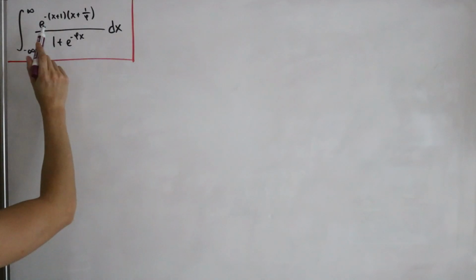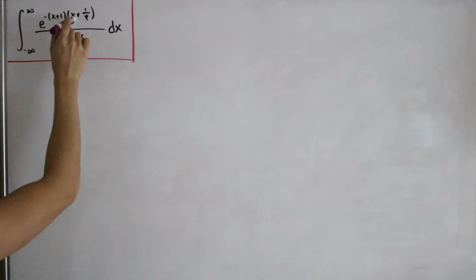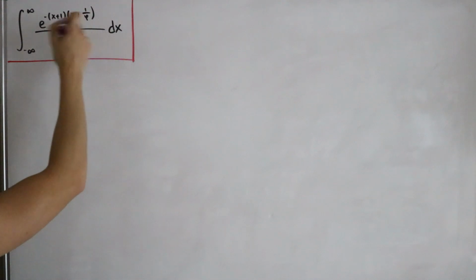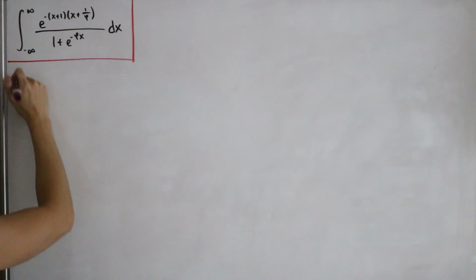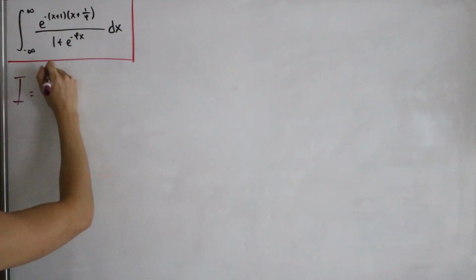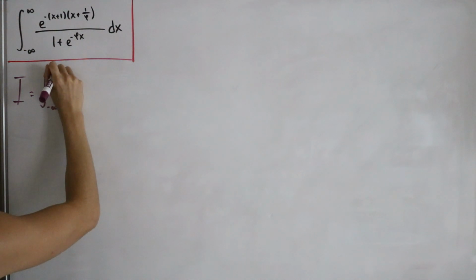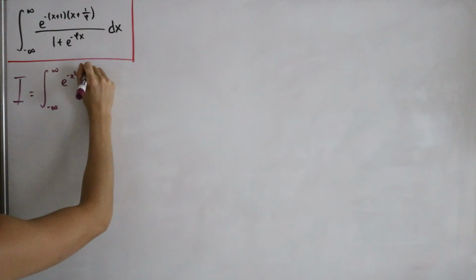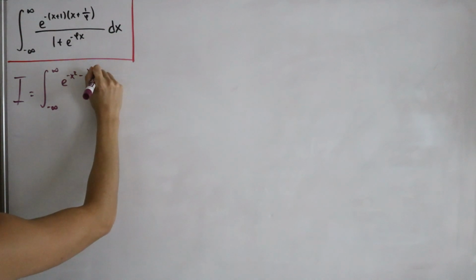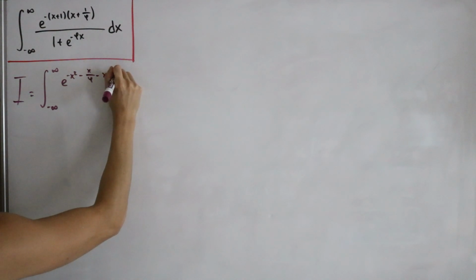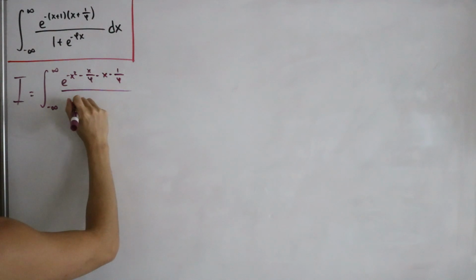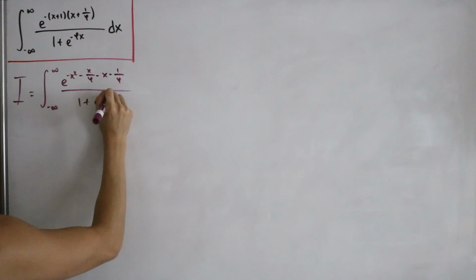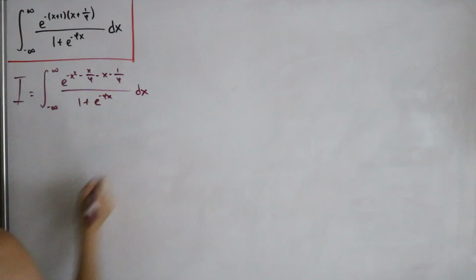Okay, so the first thing we can do is, as you can see, we have x plus 1 divided by phi. Let's multiply that entire thing out. Let me call our integral capital I. So we have the integral from negative infinity to infinity of e to the negative x squared, and multiplying all this out, I have minus x divided by phi, minus x, and then minus 1 divided by phi, all divided by 1 plus e to the negative phi times x, and then dx.